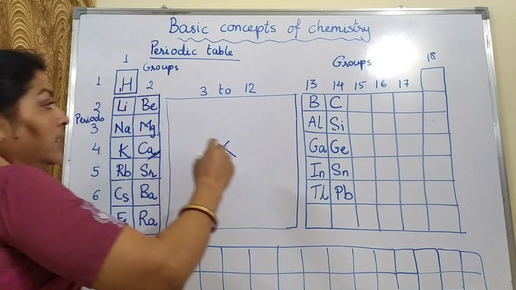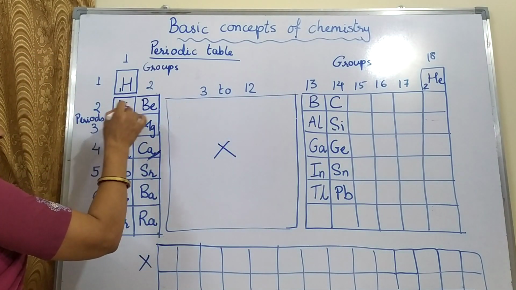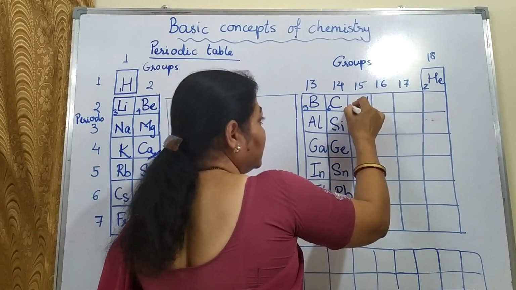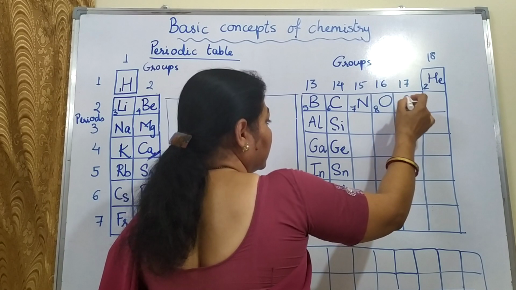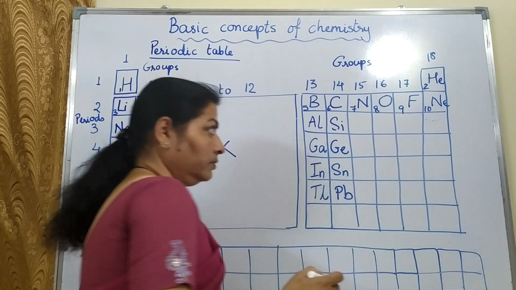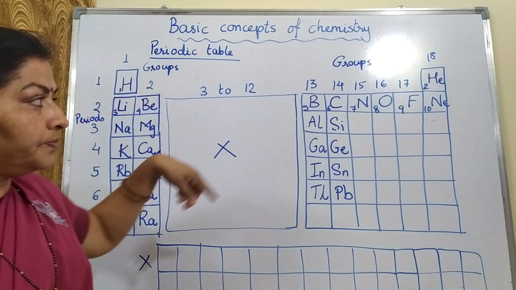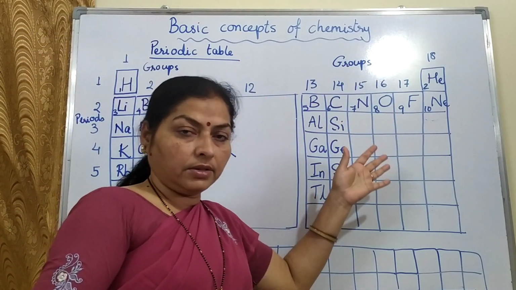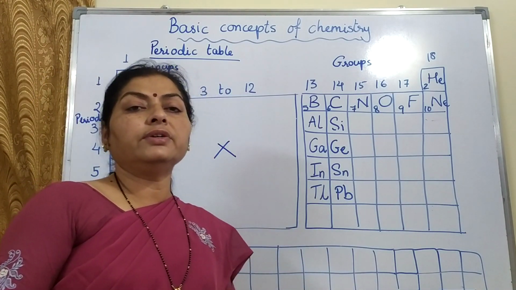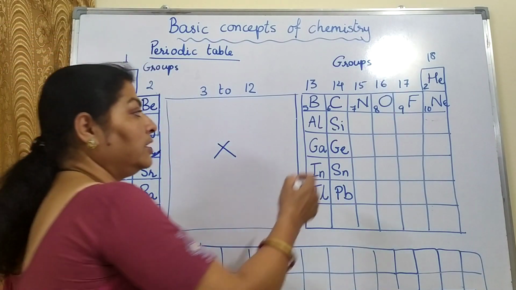Atomic number of hydrogen is 1, of helium is 2. Similarly lithium 3, beryllium 4, boron is 5, carbon is 6. Then comes nitrogen, which is 7, oxygen is 8, fluorine is 9, neon is 10. So this sequence also we can learn. For further studies it is important, and you easily come to know which is a metal, which is a non-metal.